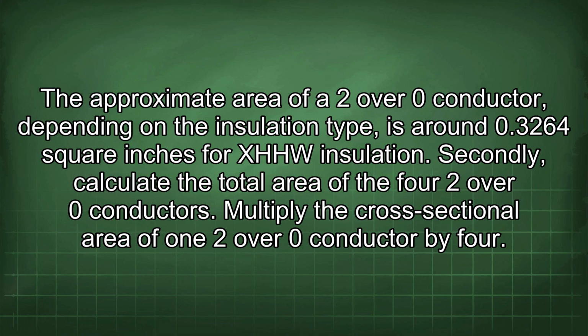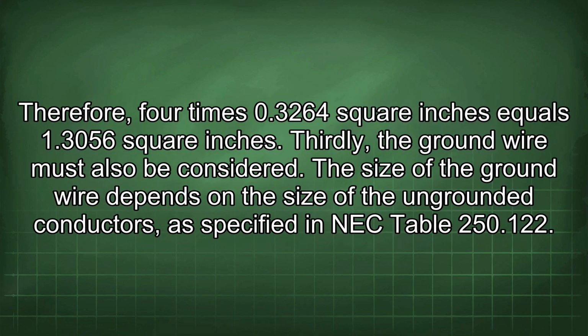Secondly, calculate the total area of the 4 2/0 conductors. Multiply the cross-sectional area of one 2/0 conductor by 4. Therefore, 4 times 0.3264 square inches equals 1.3056 square inches.